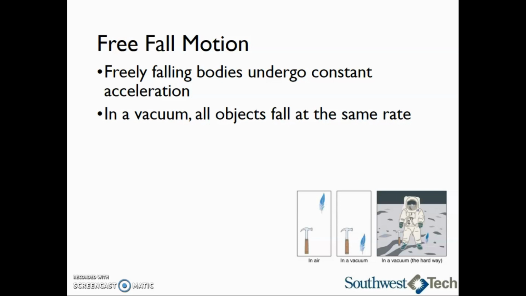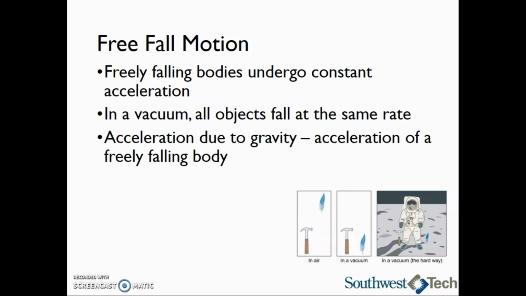However, if you drop a feather and a hammer in a vacuum, they will fall at the same rate, so they will hit the ground at exactly the same time. The same thing is true, say, on the moon, where there is no atmosphere. Objects will fall at the same rate. This rate that all of these objects are falling at is the acceleration due to gravity, which can also be thought of as the acceleration of a freely falling body.